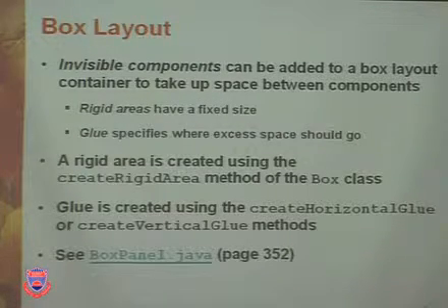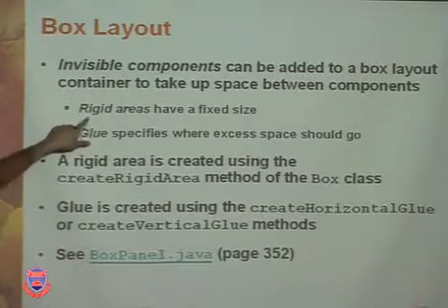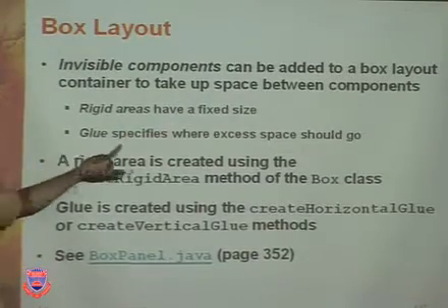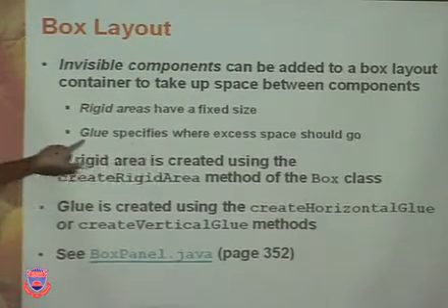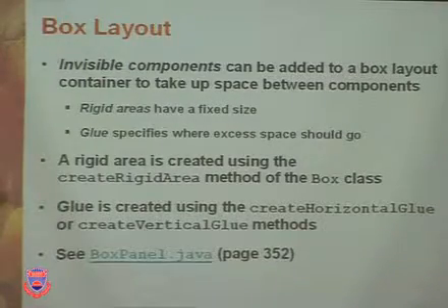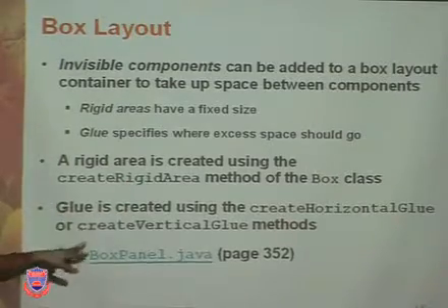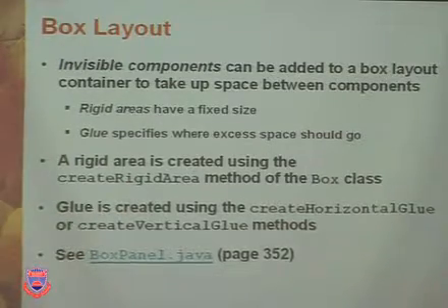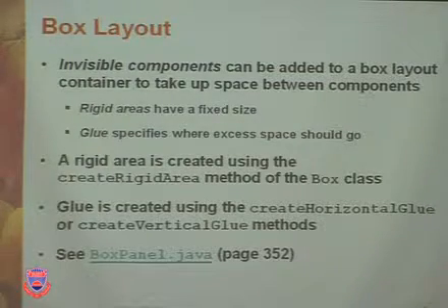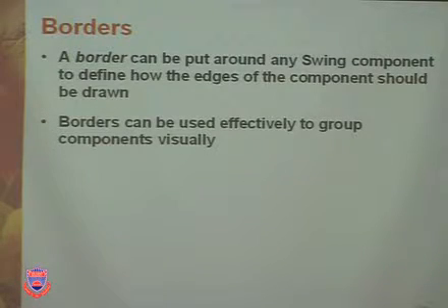So this is, invisible components can be added. One invisible component is the rigid area with a fixed size, and then a glue that specifies where excess space should go. And a rigid area is created according to the use of the create rigid area method. And then glue is created based on the create vertical glue method. So this is basically about the box panel.